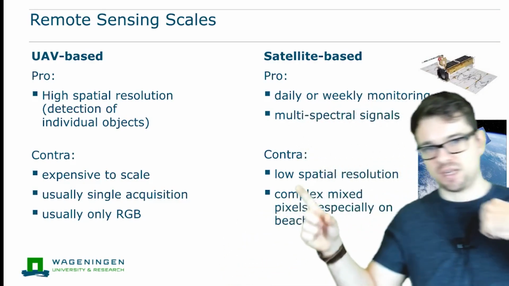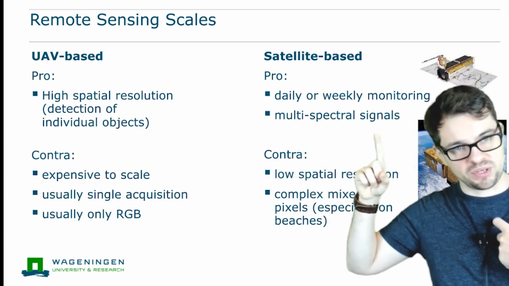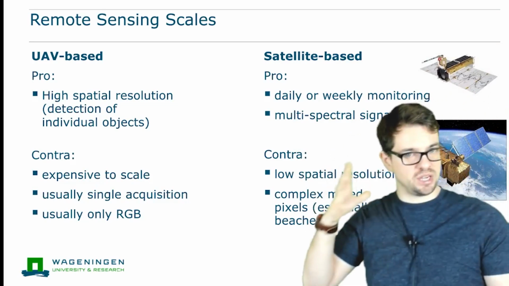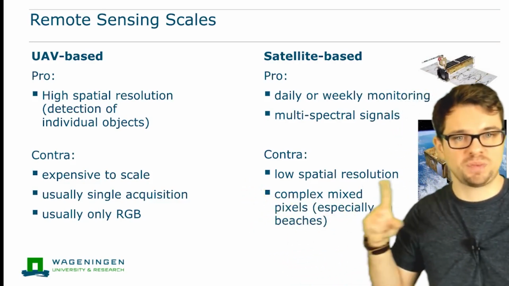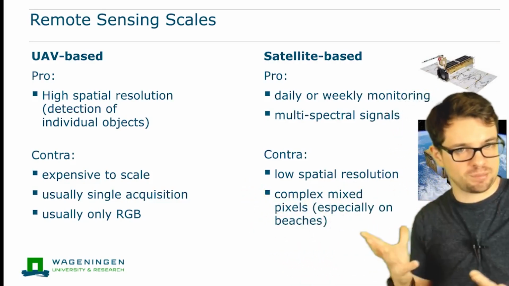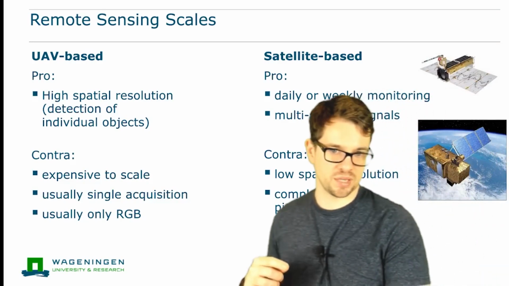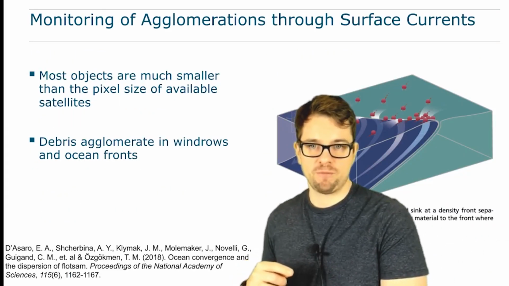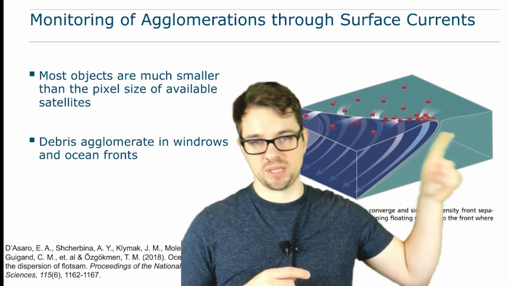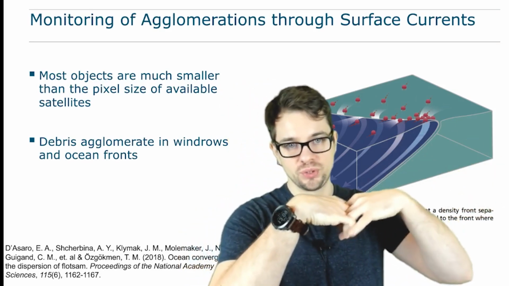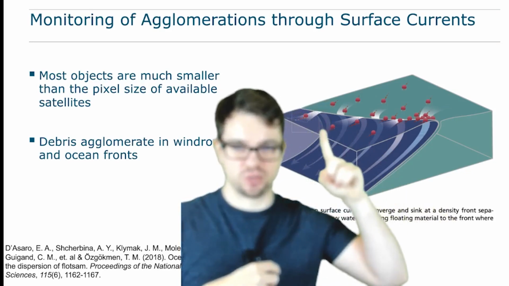On the satellite side, you can have daily and weekly monitoring, and you have a good multispectral signal that will allow you to distinguish, in theory, different types of objects. But the low spatial resolution leads to a lot of mixed pixels, and you can only really work on agglomerations of objects within a pixel. But naturally, there are some agglomerations on the sea surface that help objects to move together into large patches, here like windrows and ocean fronts, as you can see here.